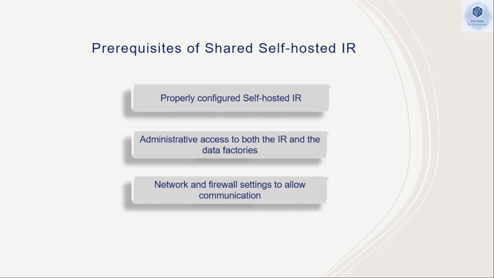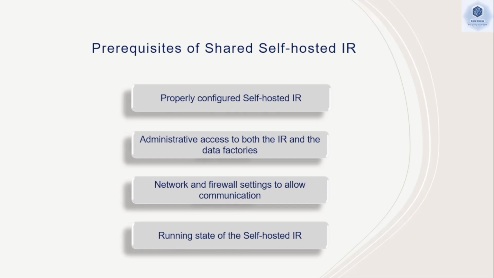Let's say for an example, the integration runtime has been installed in a virtual private network, and a person with no access to the private endpoint tries to get access to the shared self-hosted integration runtime. It will not work because of the firewall issues. So the shared integration runtime must be in the same network, and can be accessible within the network, and the self-hosted integration runtime must be in a running state.